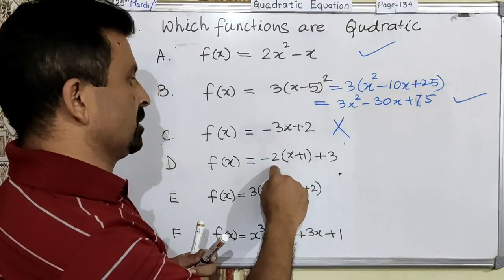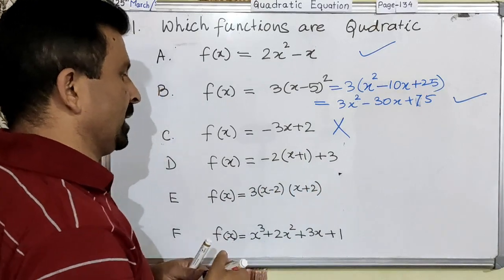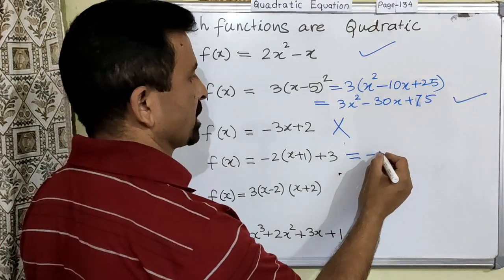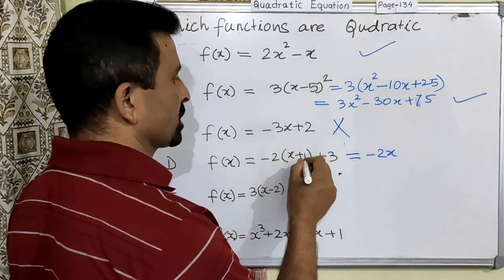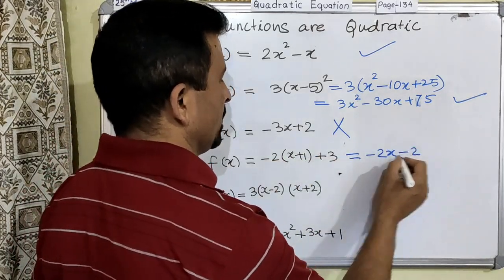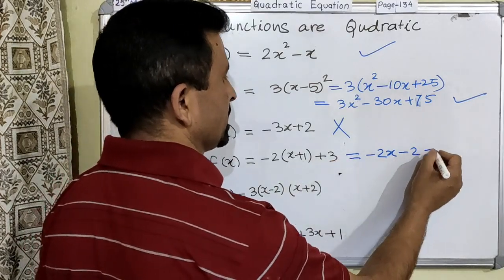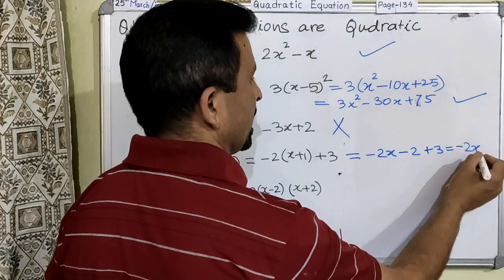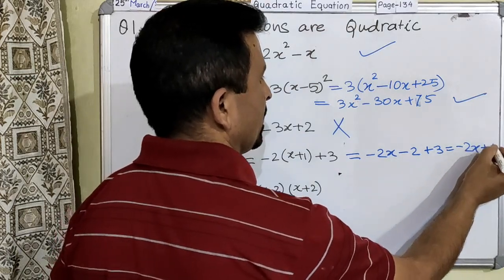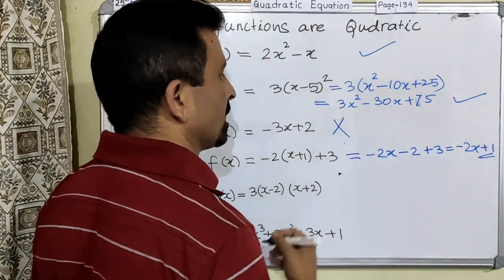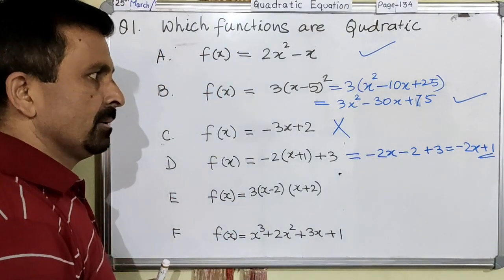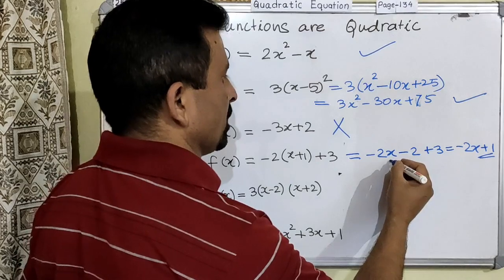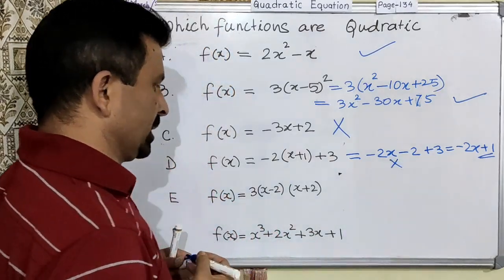Next one is this. Now when you simplify this function, you are getting minus 2 into x is minus 2x. Minus 2 into 1 is minus 2. And this is plus 3 as it is. So finally, what is the result? Minus 2x, and minus 2 plus 3 is equal to plus 1. So this is your final answer. Now in the final result, you see what is the degree of the x variable. It is 1. Therefore, this also is not a quadratic function.